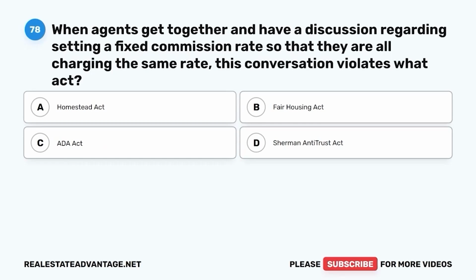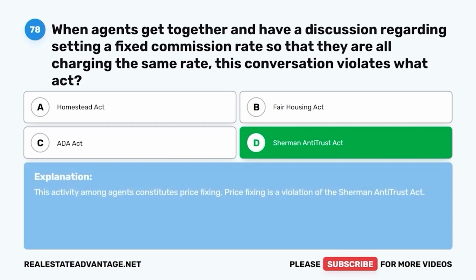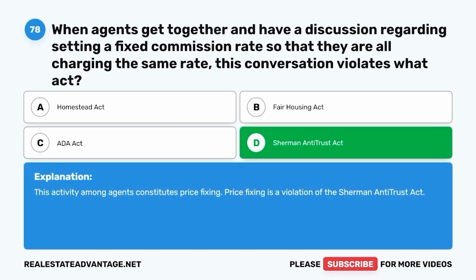Question 78. When agents get together and have a discussion regarding setting a fixed commission rate so that they are all charging the same rate, this conversation violates what act? A, Homestead Act, B, Fair Housing Act, C, ADA Act, D, Sherman Antitrust Act. The correct answer is D, Sherman Antitrust Act. This activity among agents constitutes price fixing. Price fixing is a violation of the Sherman Antitrust Act.